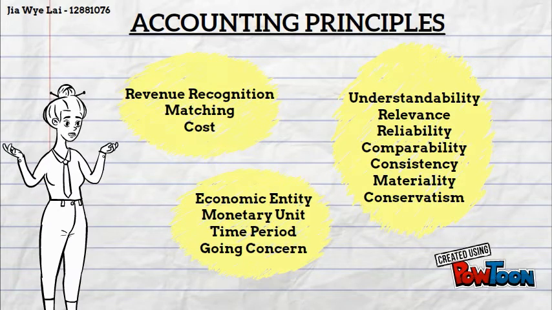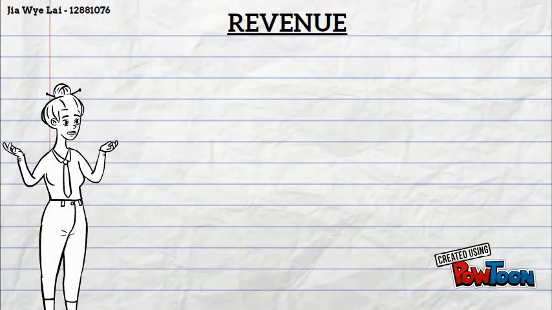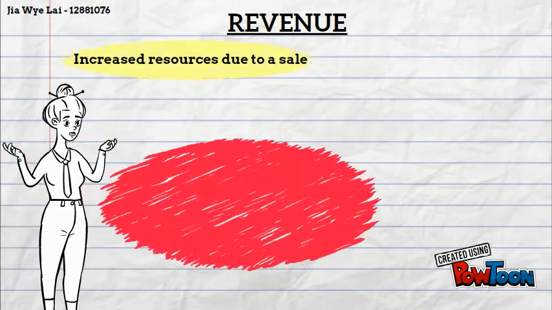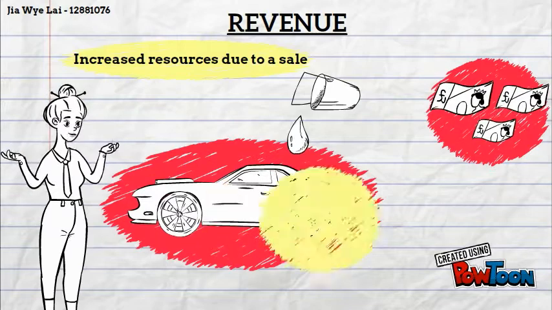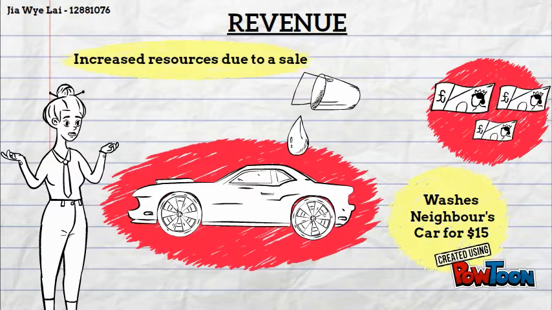One of the three main accounting principles is the revenue recognition principle. A revenue is an increase in resources as a result of a sale of a good or service. For example, when you wash your neighbor's car and he gives you $15 as payment, you have earned a revenue of $15. The revenue is then recorded according to the revenue recognition principle.